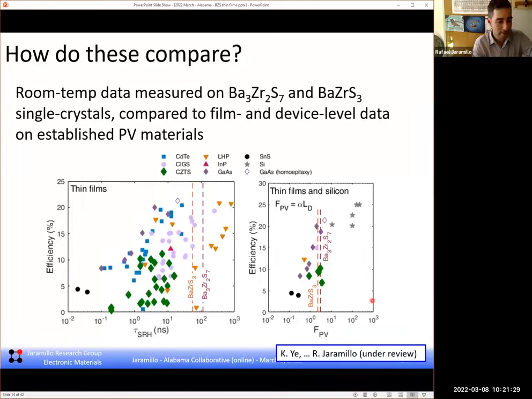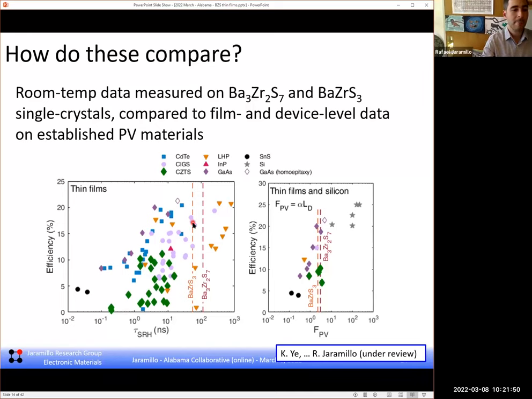And we can put these on these plots. So here, we haven't made solar cells out of these materials yet. So the y-axis here is not existing for our materials yet. It's solar cell efficiency. But now we have data along the x-axis. And we can see that these chalcogenide perovskites, in terms of lifetime, are comparing with the best CIGS and halide perovskite materials.